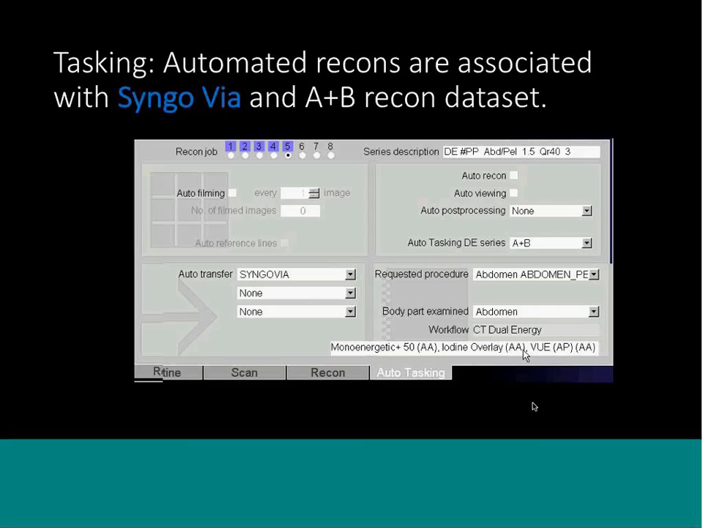And so essentially once we select the auto transfer to the AB, I've written into the system to go into single via and pop out mono 50s, iodine overlays, and virtual unenhanced images. So we have another server that's going to do all of this work for you. All you have to do is follow the scan protocol. This will automatically send to single via, not to PACS. It'll trigger this workflow, and those images will then get sent to your PACS system.